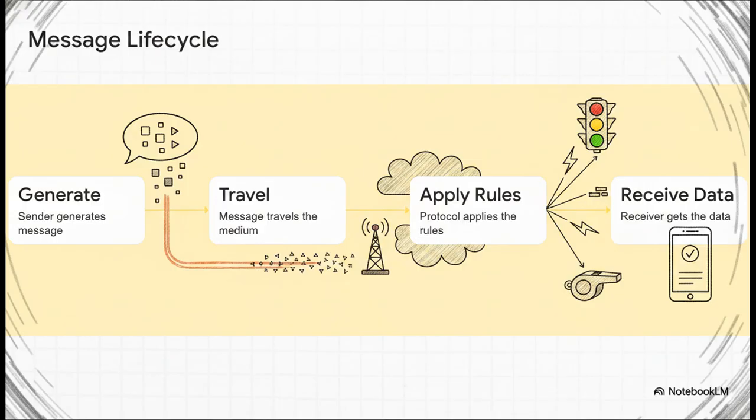First up, the sender generates the message. Second, that message travels across your chosen medium, whether that's a physical copper wire or invisible radio waves. Third, the protocol steps in, kind of like a traffic cop, applying the rules so the data doesn't get totally scrambled. And finally, the receiver successfully gets and decodes that data. It's basically a flawless relay race, and it's happening millions of times a second right inside your phone.